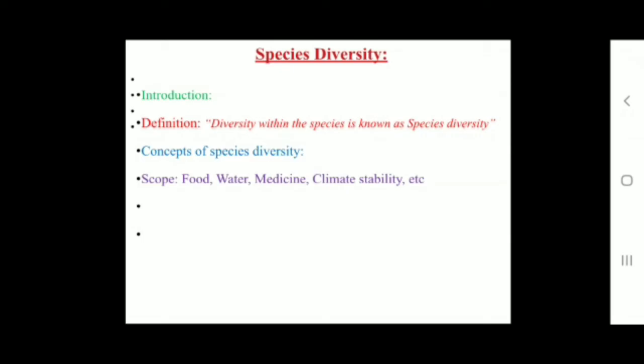Early naturalists quickly observed that tropical areas contained more species of plants and animals than did temperate areas. To describe and compare different communities, ecologists broke the idea of species diversity down into three components, that is alpha, beta, and gamma diversity. Okay, then we must see the scope.